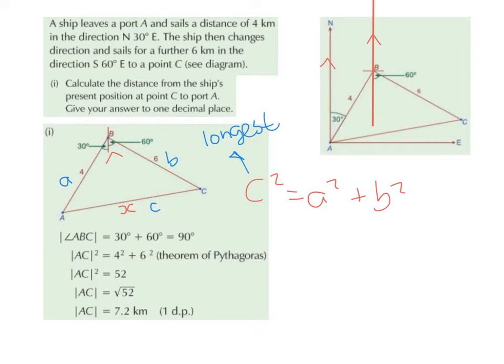4 squared is 16, 6 squared is 36, and 16 plus 36 is 52. So we end up with AC squared equals 52, or you could say x squared equals 52. So to find AC, we're going to have to square root 52, and the square root of 52 is 7.2 kilometers rounded to 1 decimal place. So the distance from A to C is 7.2 kilometers.